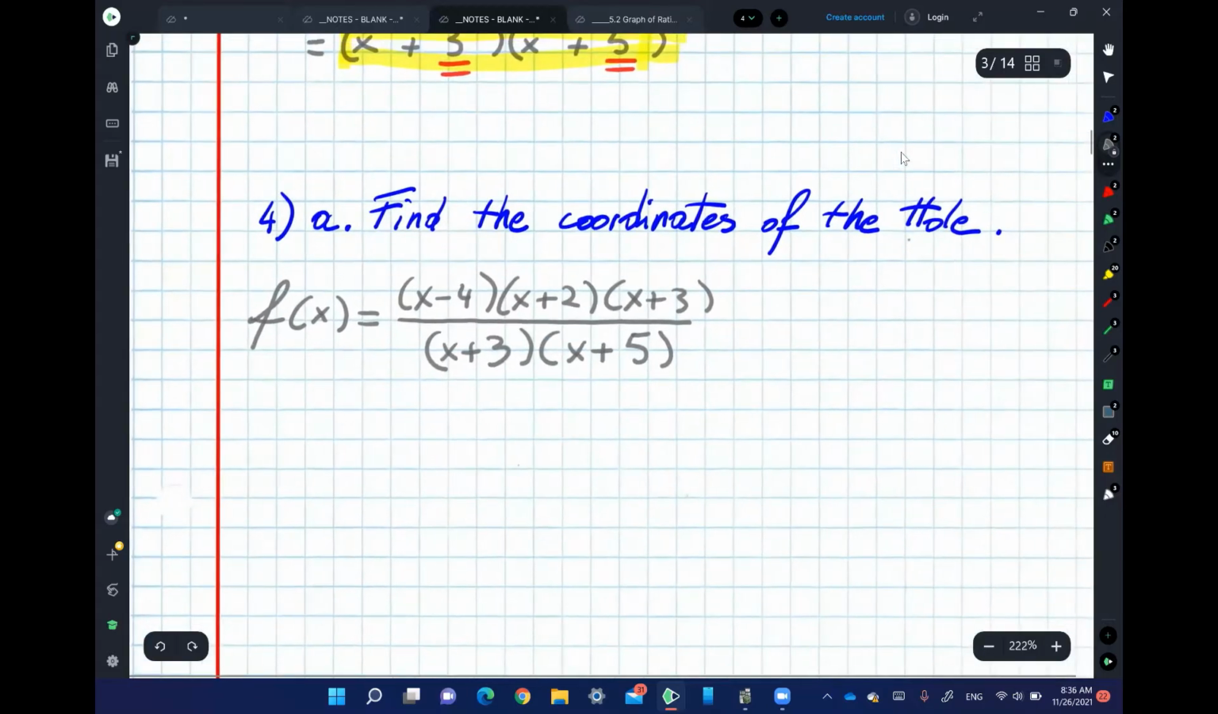Now, to find the coordinates of the hole, you need to spot what is a factor which is repeated both on top and on bottom. And this is x plus 3. And then you just need to solve x plus 3 equals 0. Therefore, x equals -3. This right here will be the x coordinate of the hole.